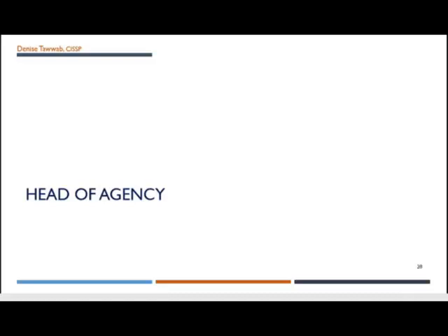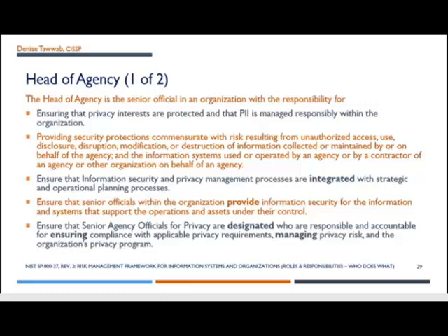Next up, we have the head of the agency. In a business, of course, this is going to be your CEO. The head of the agency is the senior official in the organization with the responsibility for ensuring that privacy interests are protected and that PII is managed responsibly within the organization. They're responsible for providing security protections commensurate with risk resulting from unauthorized access, use, disclosure, disruption, modification, or destruction of information collected or maintained by or on behalf of the agency, and also the information systems used or operated by an agency or by a contractor of an agency or other organization on behalf of an agency.